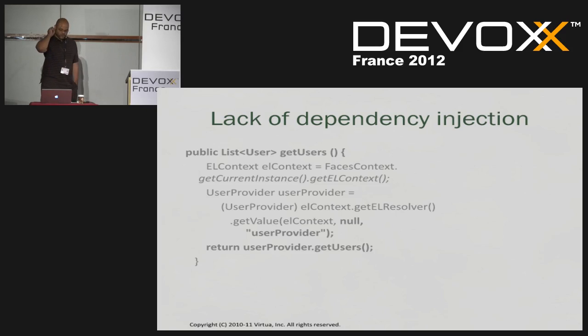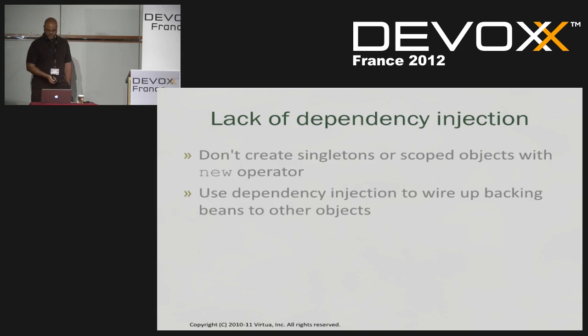But the other thing, which we're seeing here, is lack of dependency injection, right? So we've got an application scoped object, which we need to reference, and we're either creating it using the new constructor, or we're grabbing it every single time using the expression language, right? So that's really where dependency injection is very handy. So if you have a singleton or a scoped object, do not use the new operator. You should basically just use dependency injection and then inject that into your backing bean, right?